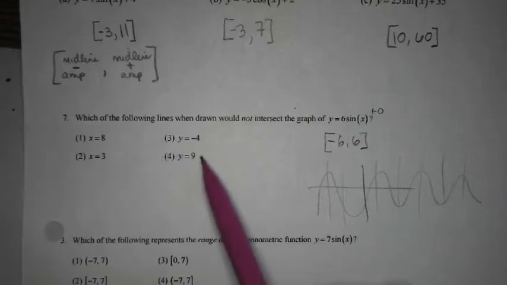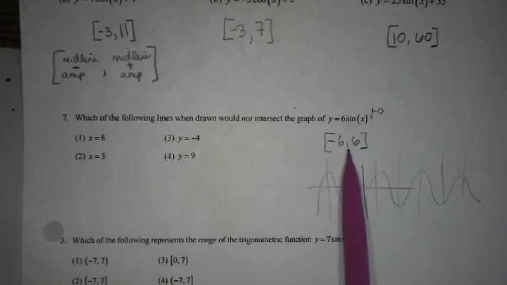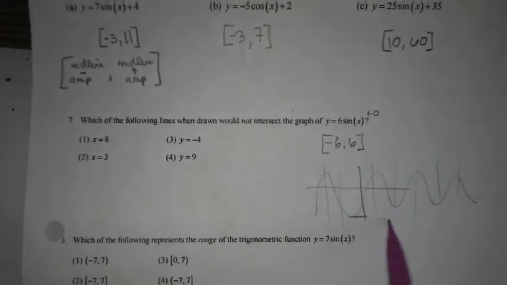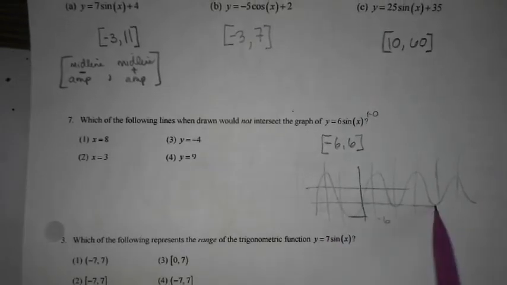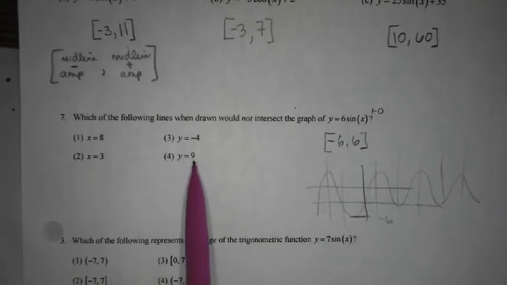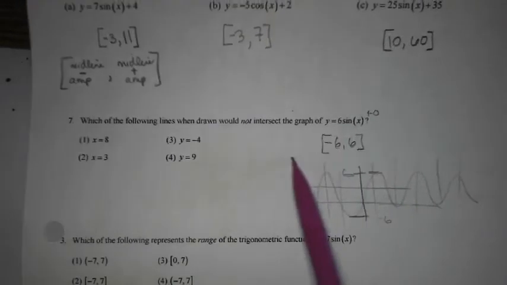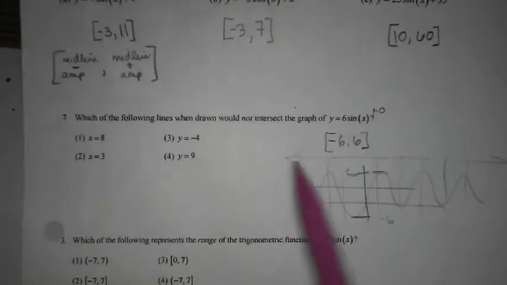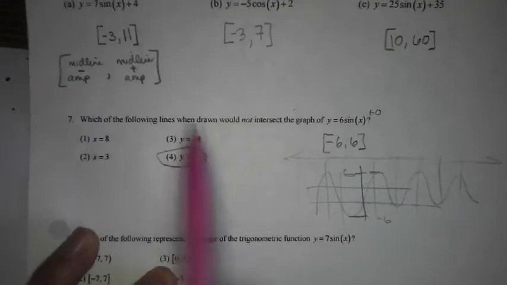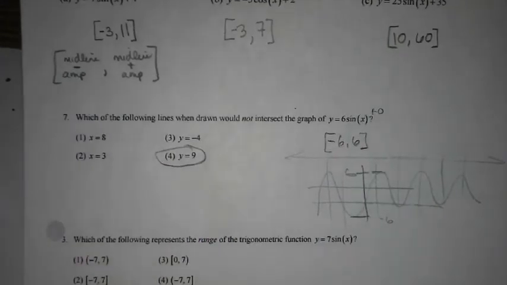Your y lines are horizontal. Will the y equals -4 hit this? Yes. Okay, -6 is down here somewhere. Of course -4 is going to hit it. Will y equals 9 hit it? No, because the max is at 6 and 9 is way above the graph. So this one will not intersect. Same concept, totally different way of asking it. Okay?